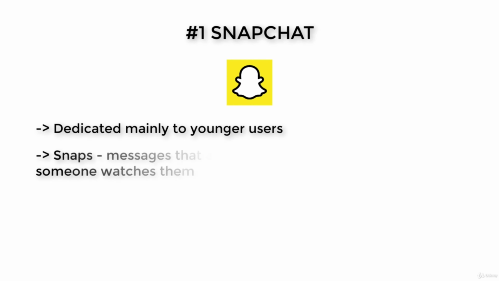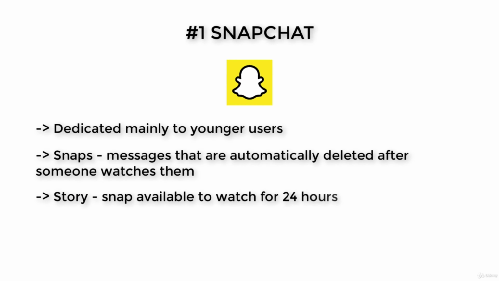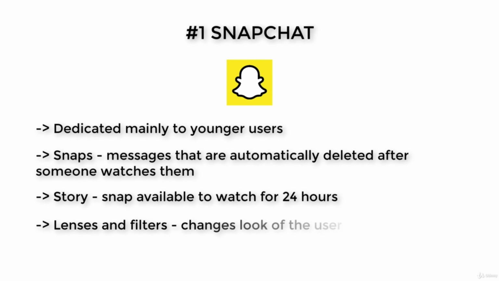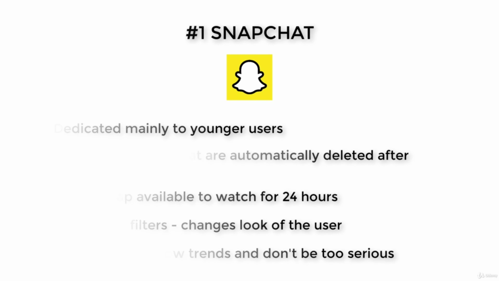Including snaps, which are messages that are auto-deleted after someone watches them, a story, which is a snap available to watch for 24 hours, and lenses and filters, which allow you to change the look of the person, for example to resemble a cartoon character or a cat. If you want to build a strong brand on Snapchat, you have to constantly follow trends, produce content that is up to date and relevant, and you shouldn't be totally serious, as this is not the best approach for this medium.